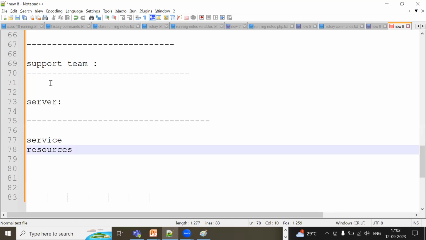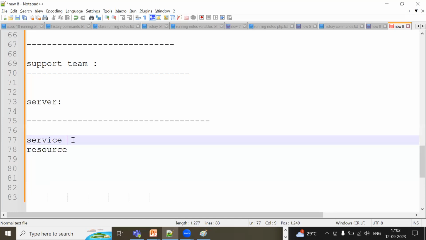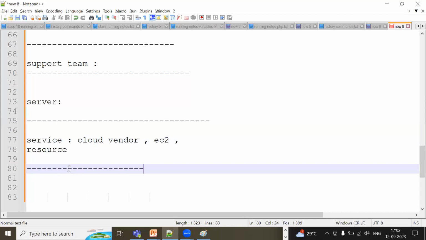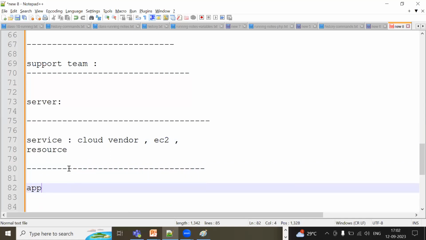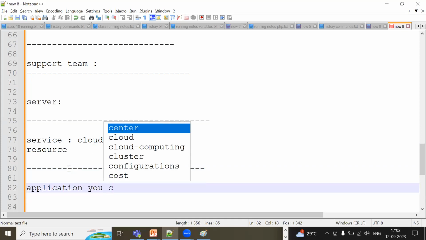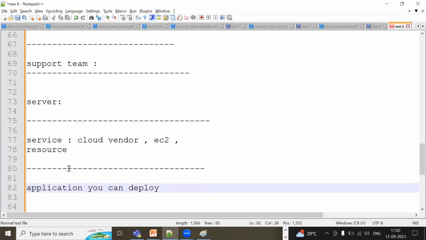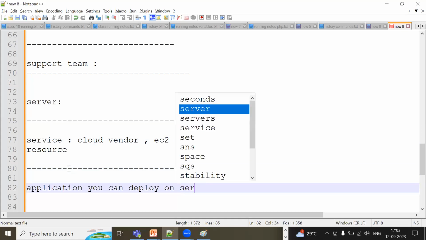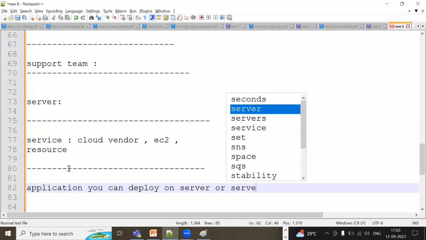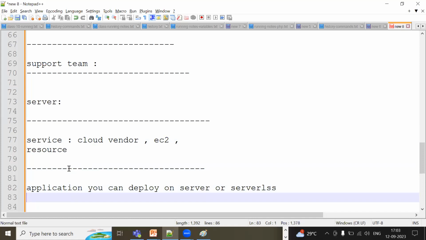So what is a service? A service is something the cloud vendor is offering. It can be EC2 or any of the 200 plus services you want to use. For example, you can deploy an application on an EC2 server or on serverless. Serverless as well they are using.